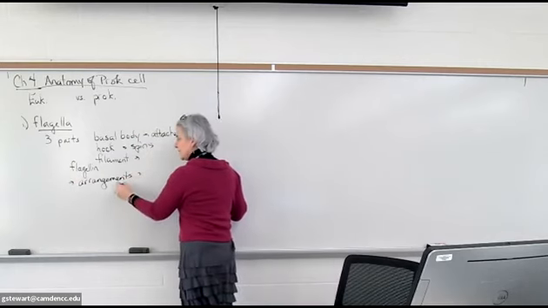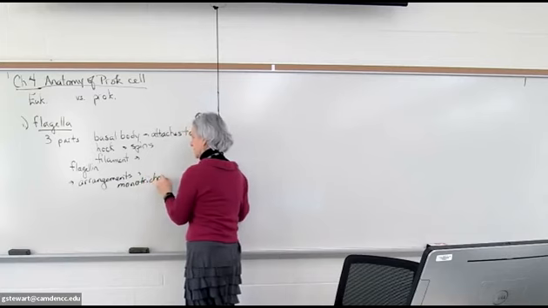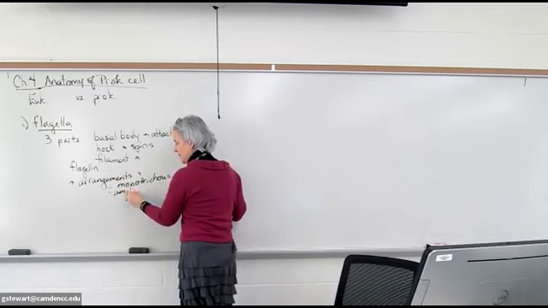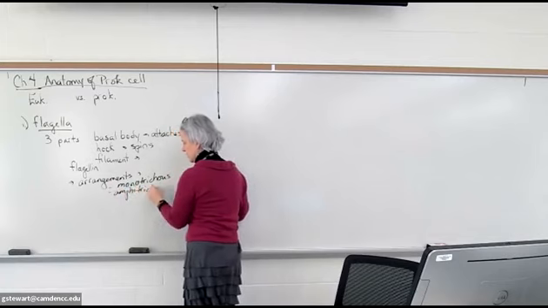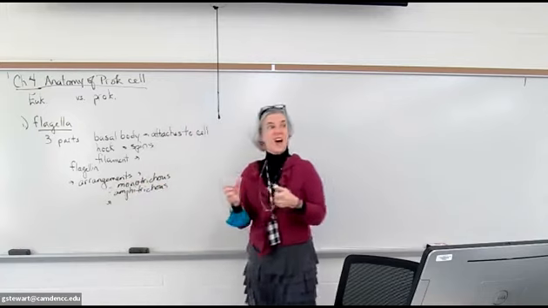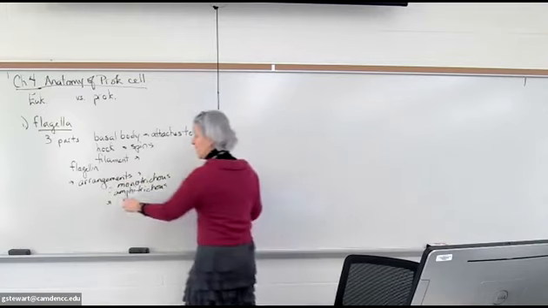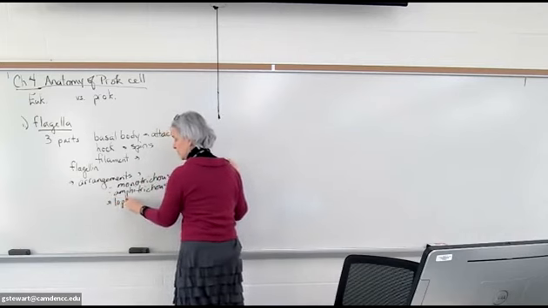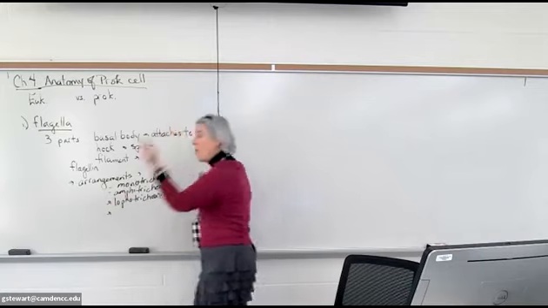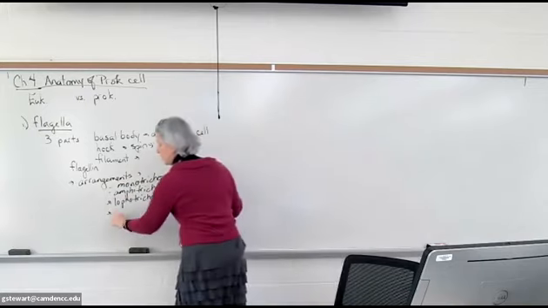And if it's single, we call it monotrichous. If there's 1 on each end, we call it amphitrichous. If there is, I like to say like a tuft or a clump of them on one end, that one we call lophotrichous. And if they are all the way around the cell and they can be of varying lengths, then we call it peritrichous.